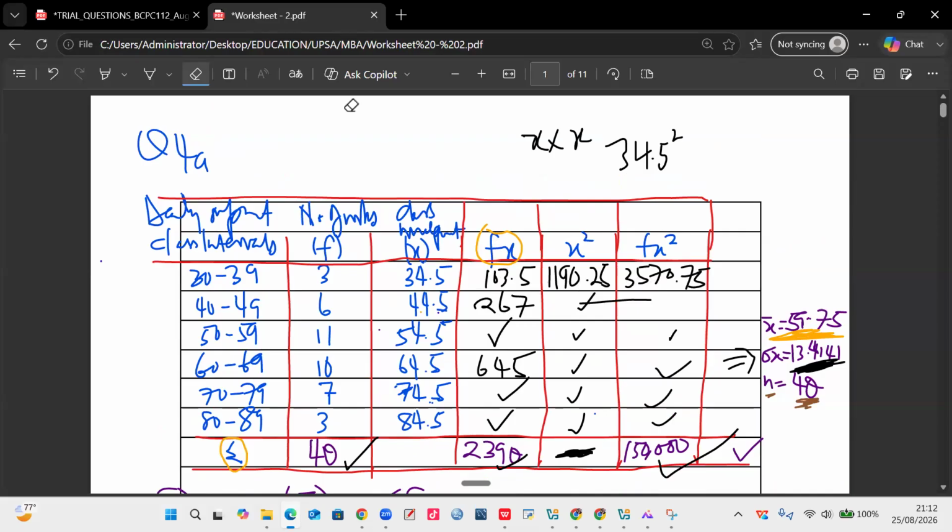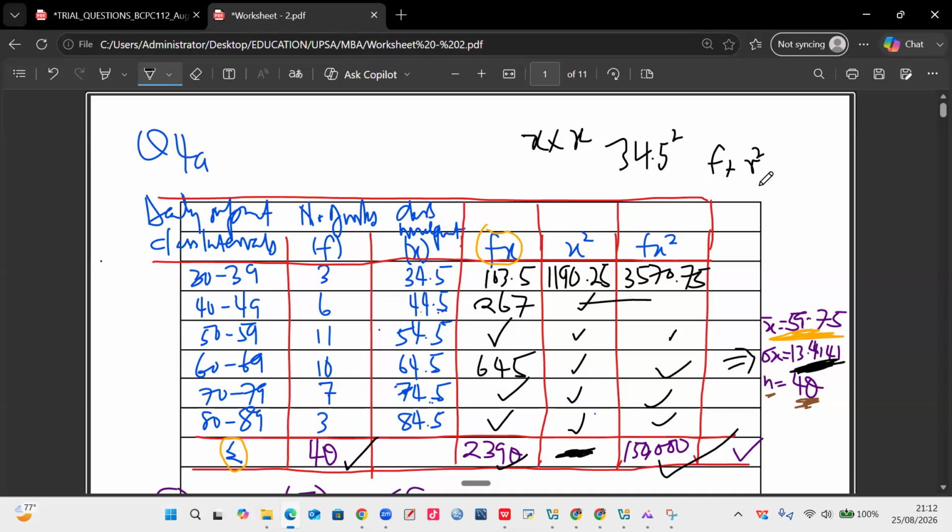Fx squared: what's the relation between f and x squared? They are multiplying. Fx squared is the same as saying f times x squared. So pick the first f value, the first class interval, 30 to 39. The f is 3 times, what is the x squared? 1190.25. That'll give us 3570.75. Do you get it? Yes, please.